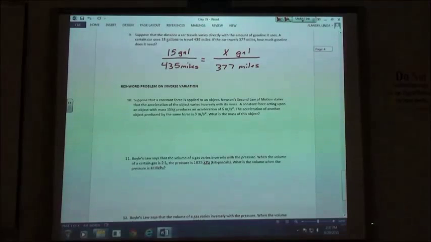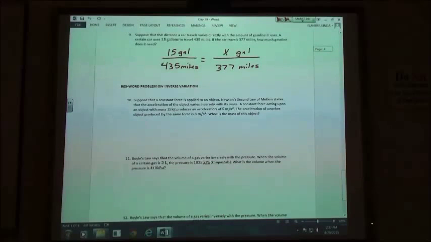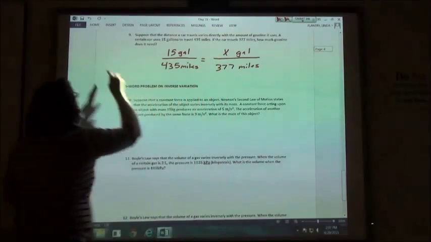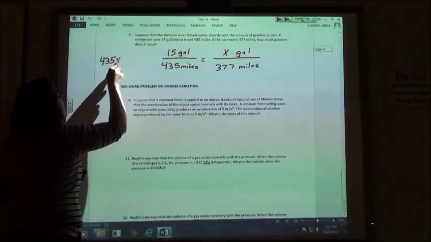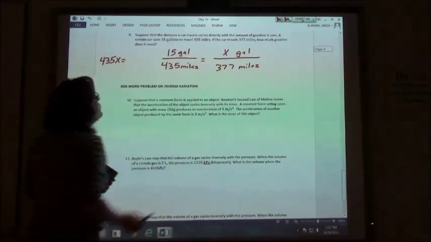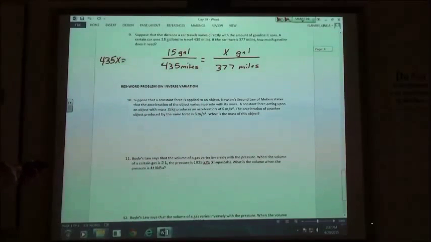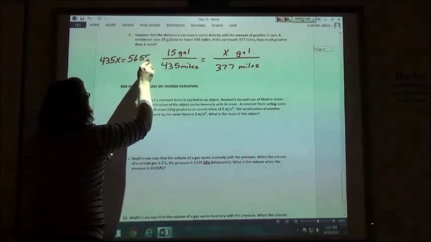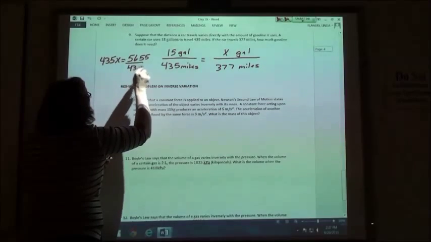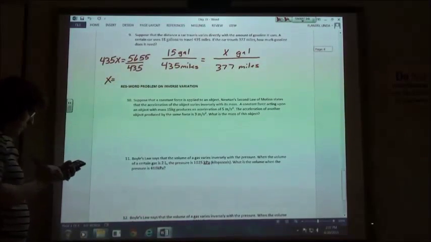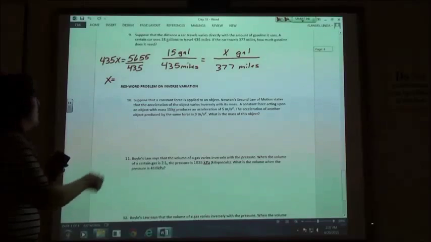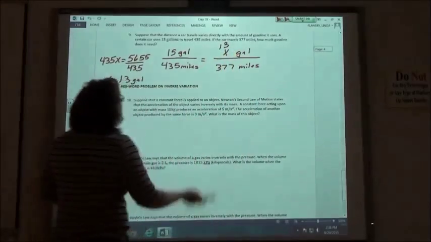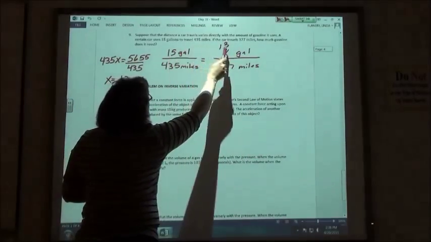So again, since I put my gallons on top, I want my gallons on top, my miles on the bottom. Cross multiply. 435 times x is going to equal 15 times 377. 15 times 377 is 5,655. We are going to go ahead and divide by 435 then. 13 gallons. I'm going fewer miles, it's going to take me less gas.